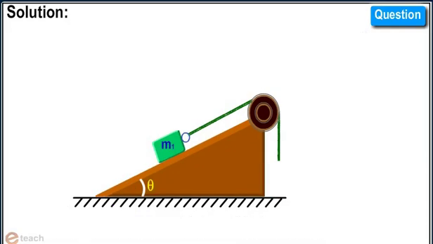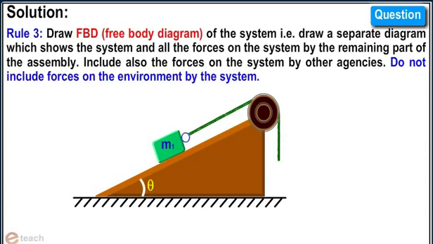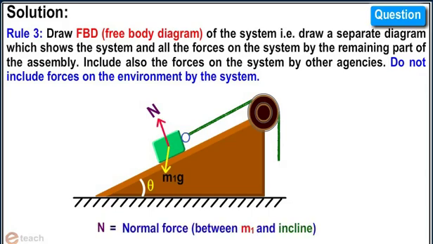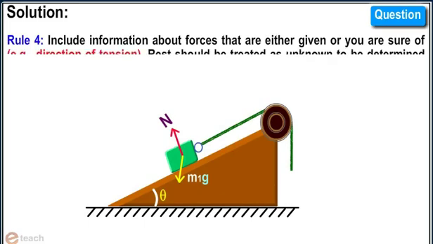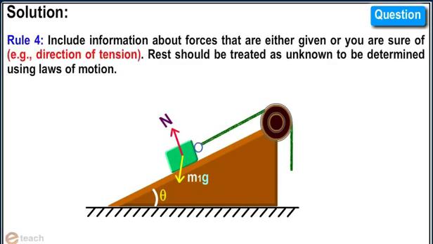Draw the separate diagram which shows the system and all the forces on the system by the remaining part of the assembly. Include also the forces on the system by other agencies. Do not include force on the environment by the system. Here, N equals the normal force between m1 and the inclined plane. Mg equals the gravitational force on the block of mass m1. Rule 4. Include information about the forces that are either given or you are sure of, for example, the direction of tension. Rest should be treated as unknown, to be determined using laws of motion.